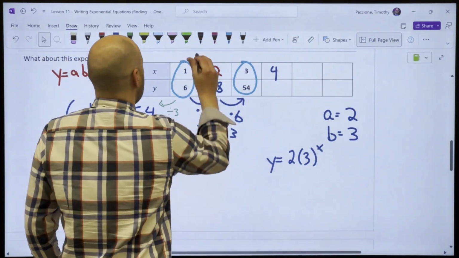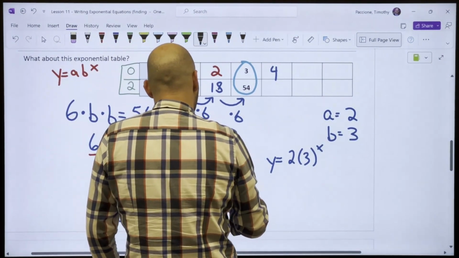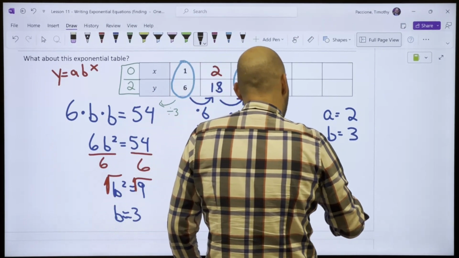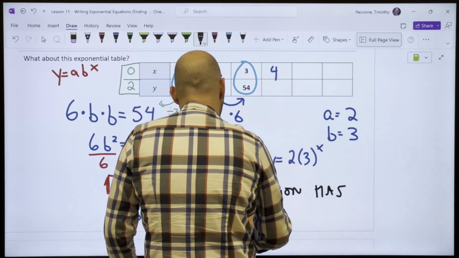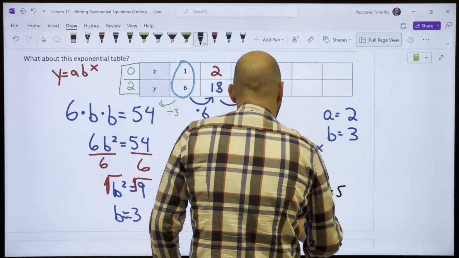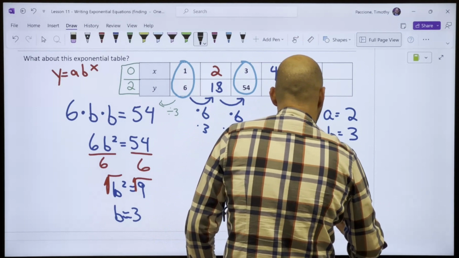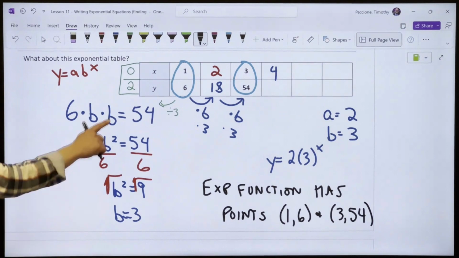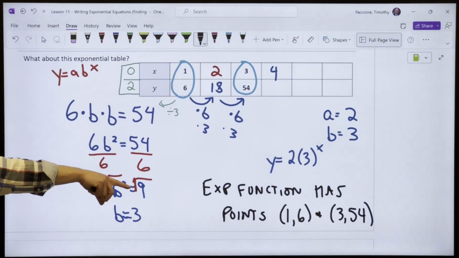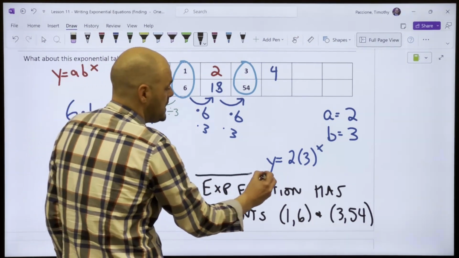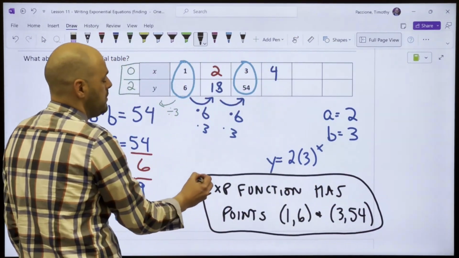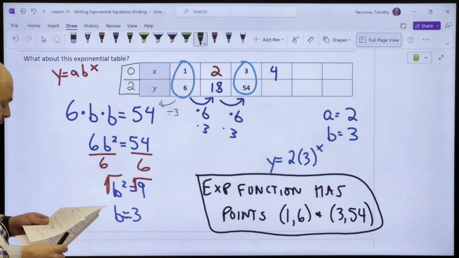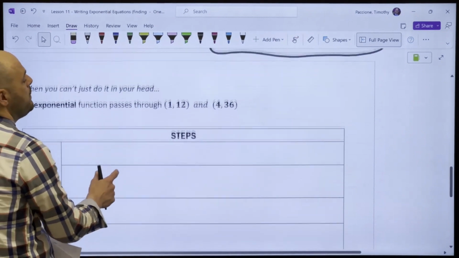But theoretically, I could have just said, exponential function has points 1, 6, and 3, 54. Find me the function, right? That's the same thing. It's just asked without putting you in the right direction, right? So you could see this same problem worded this way, right? And you will on the back, okay? So on the back, let's talk about one that's worded quite like that.